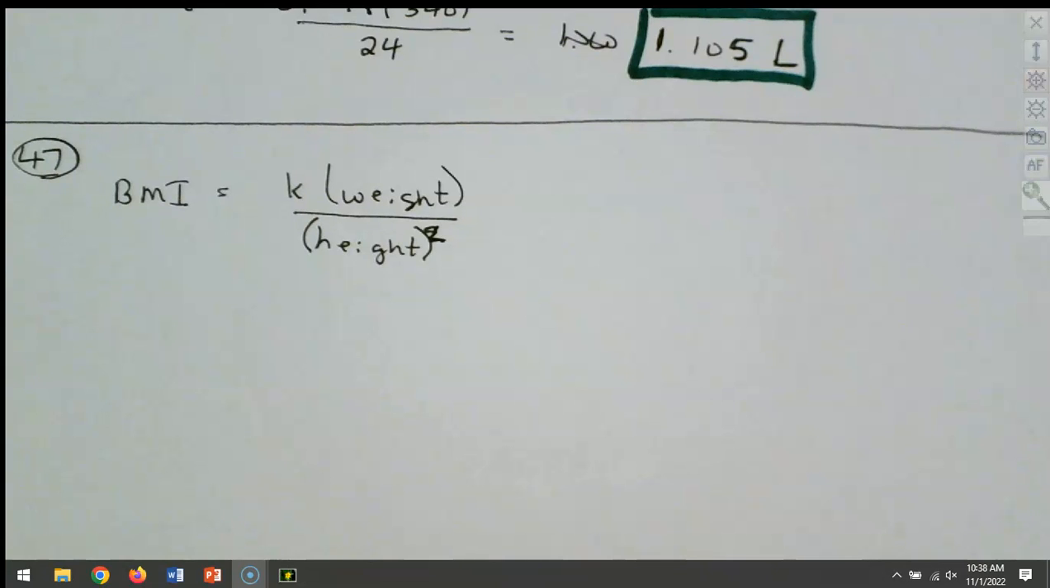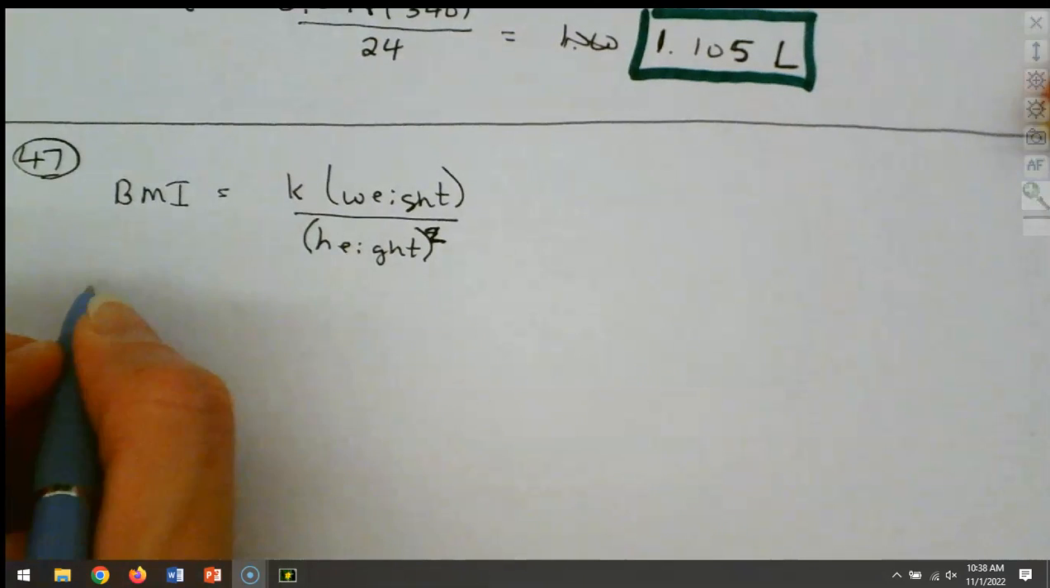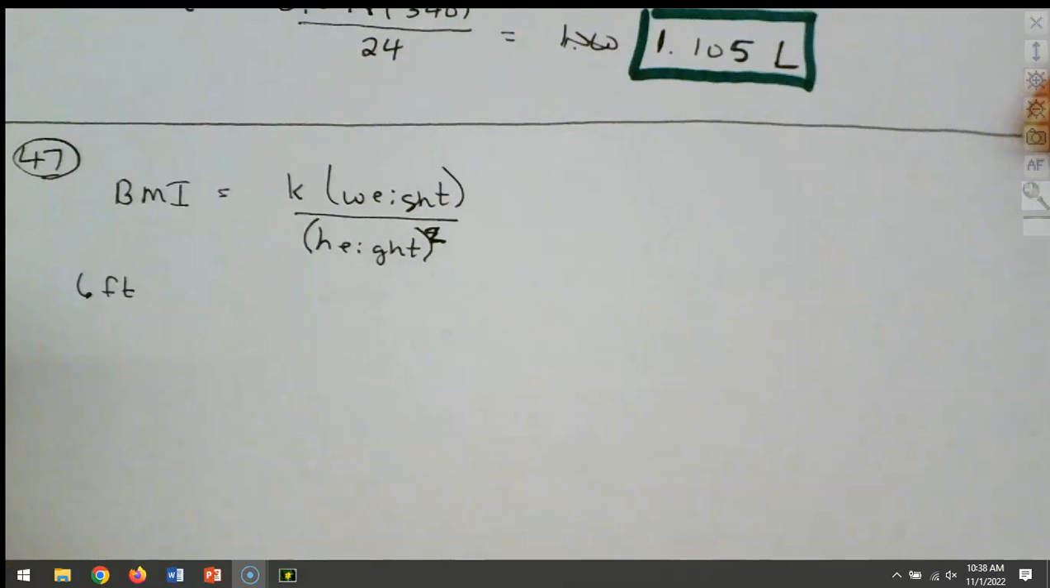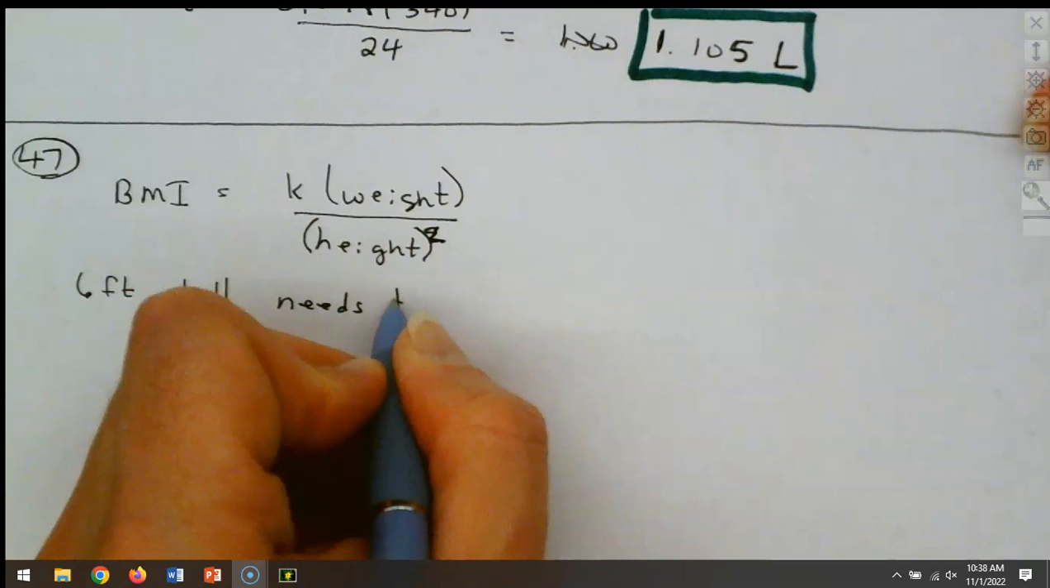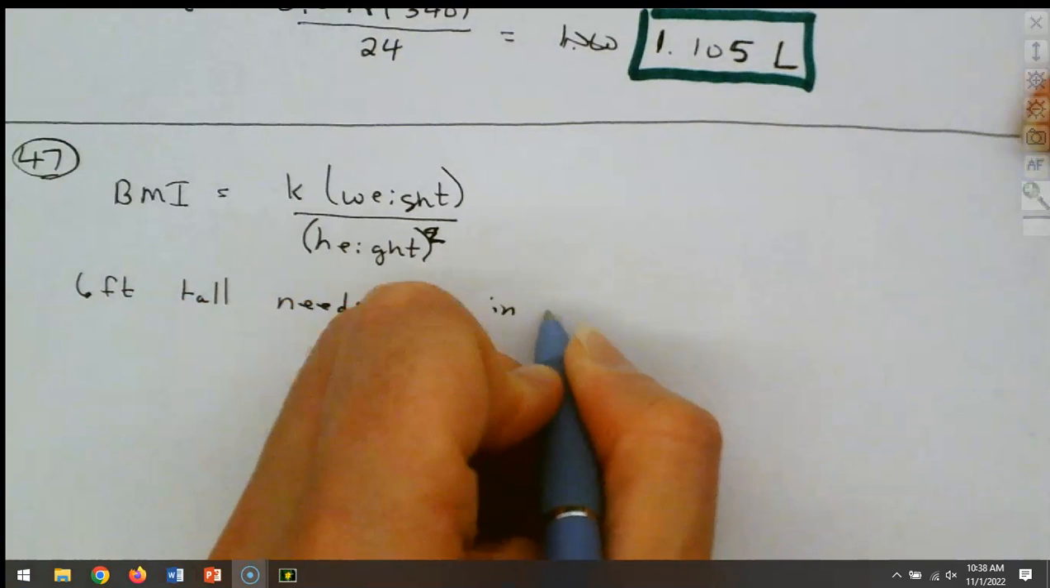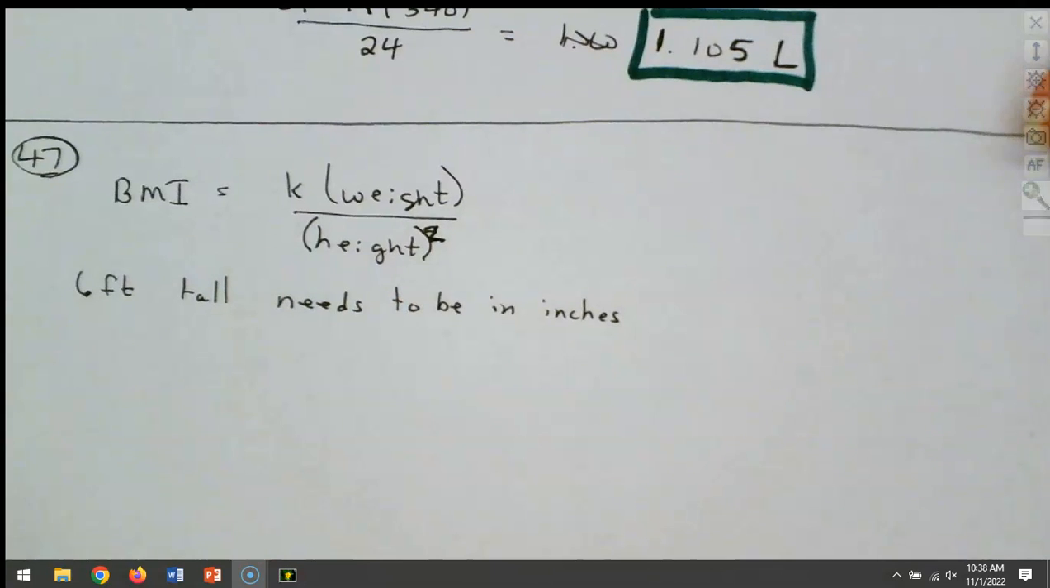A BMI of 19 to 25 corresponds to a healthy weight. A 6-foot tall person weighing 177 pounds has a BMI of 24. Now we have to be very careful with the height. Height has to be in terms of inches. So let's see what we have here. 6 foot tall person. That needs to be in inches. So always watch your units.